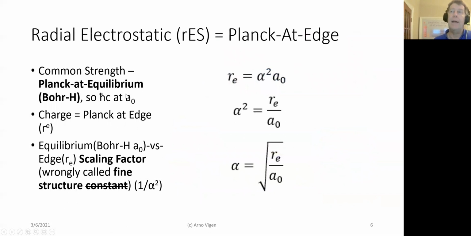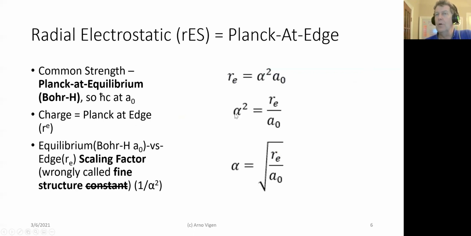Now, what is that Planck-at-edge, the radial electrostatic? This is a concept called charge, but again, this is the Planck-at-equilibrium, that's h-bar c, at. And I'm always going to call it Planck-at-equilibrium so that we remember that it's relative to a position in the field or acceleration, again, depending on which formula or equation you're using. So Planck is at the equilibrium, the Bohr hydrogen radius. But charge is all the way up at the edge. And it doesn't matter whether you're an electron or a proton, that distance is the same. It's r sub e.